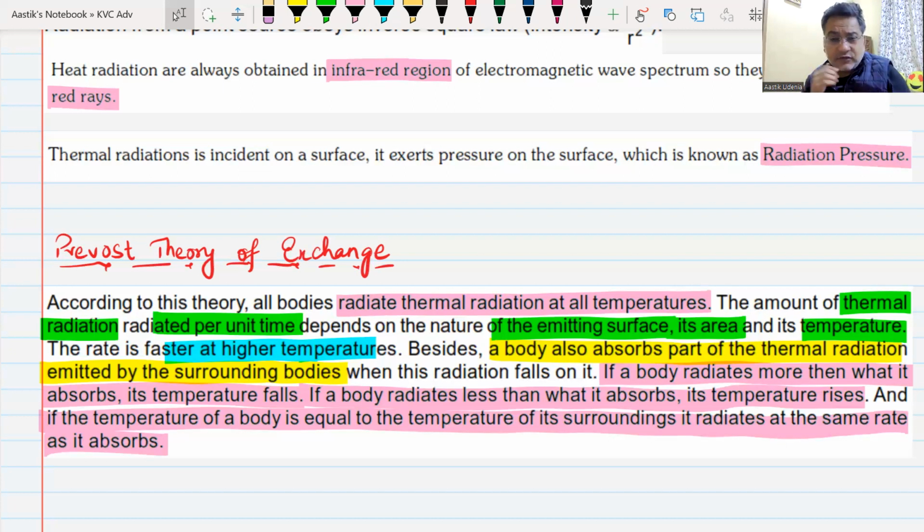Why is it called absolute zero? Why is that temperature known as absolute zero? Because nothing less than that is possible. If a body is not emitting radiation, it means the temperature is absolute zero, which is also not possible. Forget about less than absolute zero.